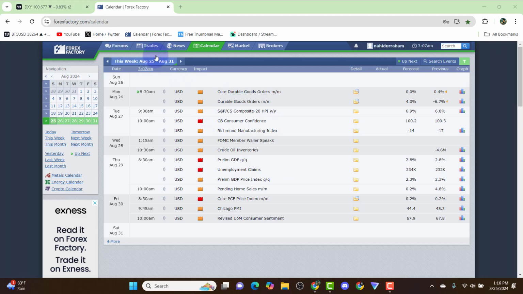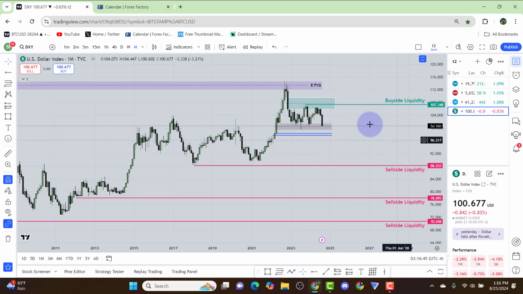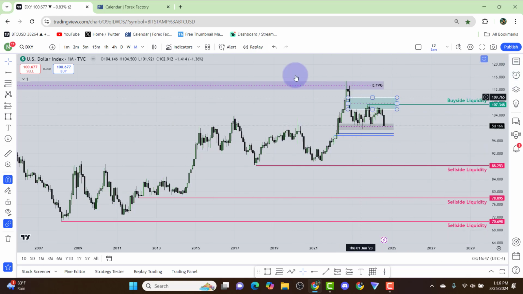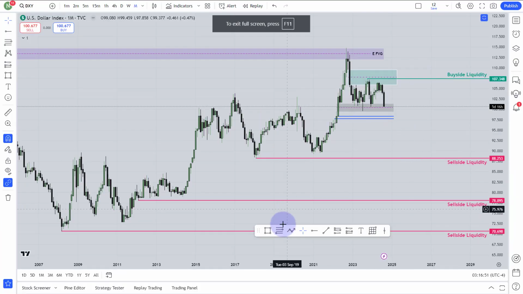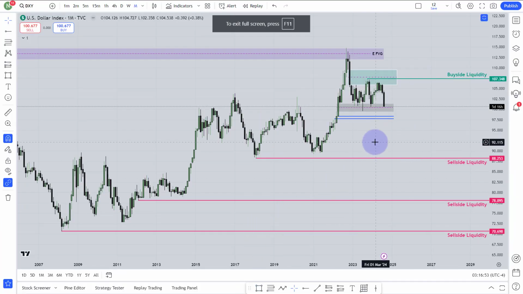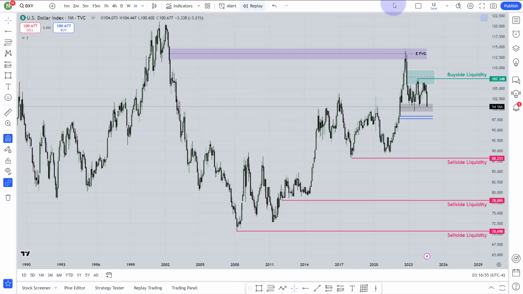Now let's go to the dollar index. This is my dollar index chart. I would love to show you the monthly chart of the dollar index, so let me make it a little bigger here. This is the monthly chart for the dollar index. All you can see is the whole price action.